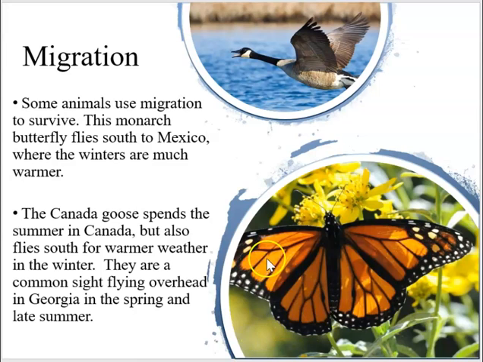So here is a monarch butterfly, and we've read about monarch butterflies. And then over here we have the Canada goose. So the Canada goose spends the summer in Canada, but also flies south for warmer weather in the winter. They are a common sight flying overhead in Georgia in the spring and late summer.